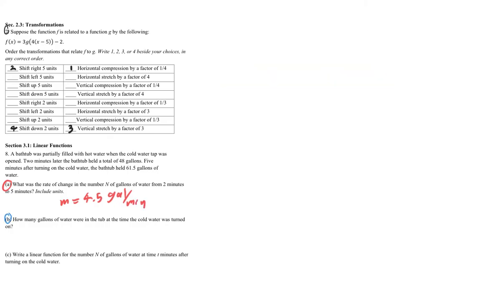Now we want to look at part B. How many gallons of water were in the tub at the time the cold water was turned on? So we want to use our general form equation, y is equal to mx plus b. Using what we know, our y in our case is n. We'll leave m for now. x is t for our situation. We know our m, right? So n is equal to 4.5t plus b. We're going to solve for our b value for this question.